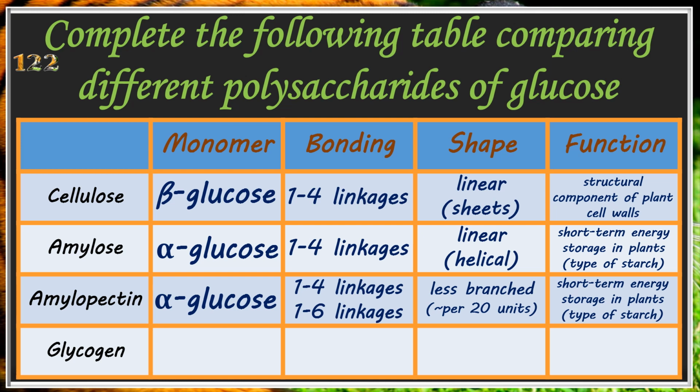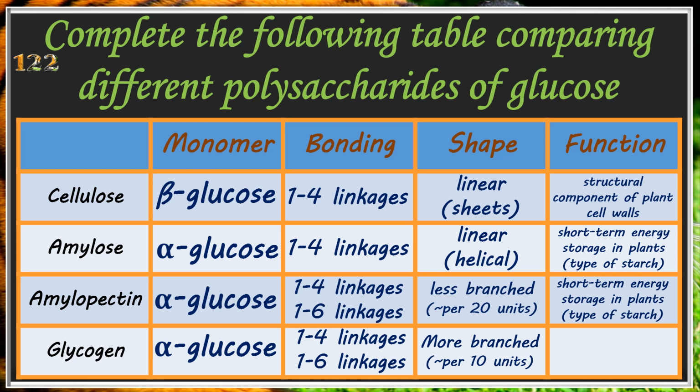Another polymer or polysaccharide is glycogen. Its monomer is alpha glucose. Type of bonding, 1,4 linkages and 1,6 linkages. The shape, it is more branched per 10 units, and its function is short-term energy and storage in animal cells.